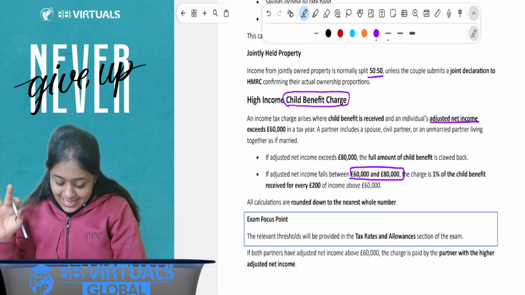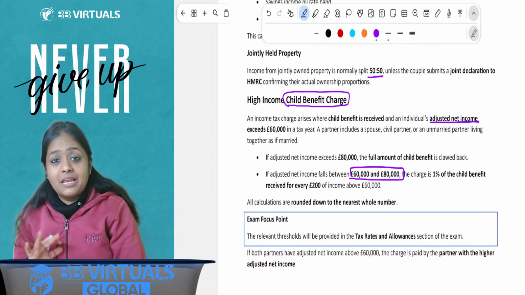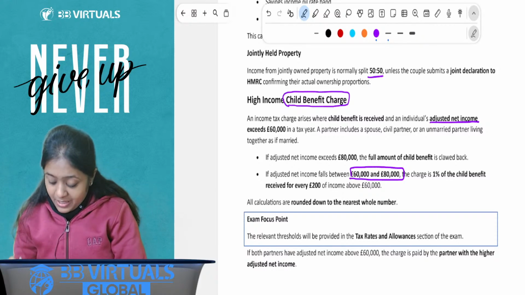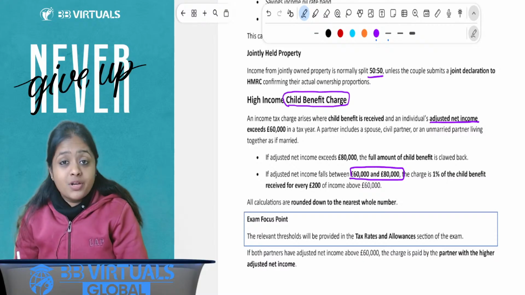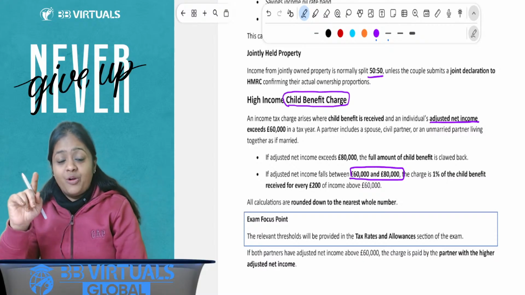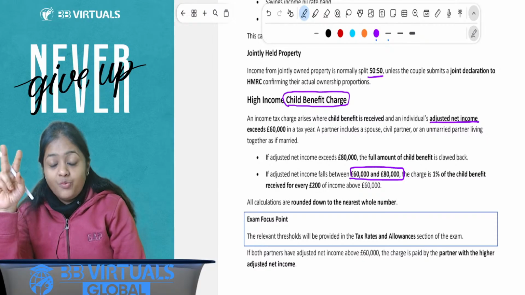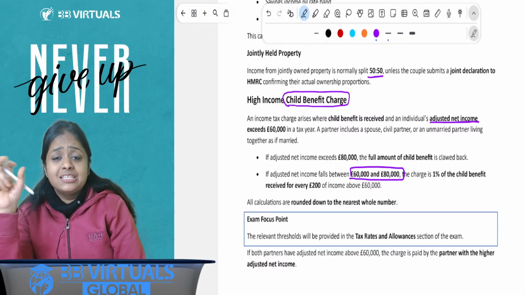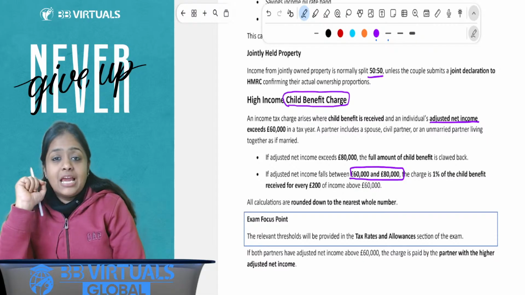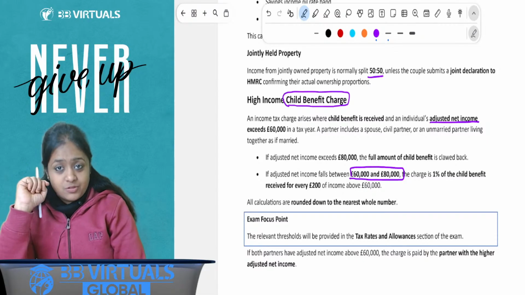Okay, no worries. So now this will be paid back to HMRC. Now, what amount will be paid? Step 1, we will calculate ANI. Step 2, we will see whether the ANI is between 60 to 80,000 or not. But why 60 to 80 only? Because the child benefit charge applies when ANI exceeds 60,000.